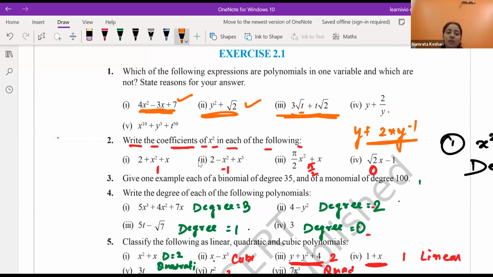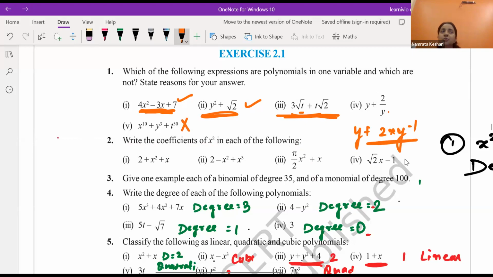Next, the fifth one. Is it a polynomial? No. So many variables you can see over here, right? So far, any confusion? No. One more concept I'll give you.